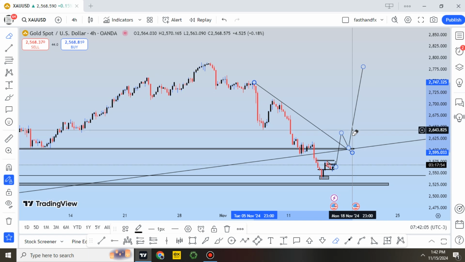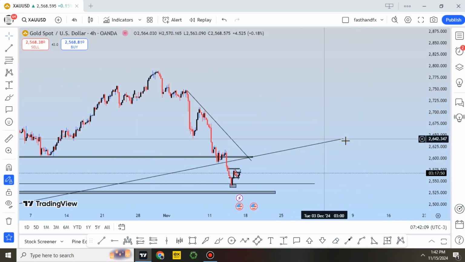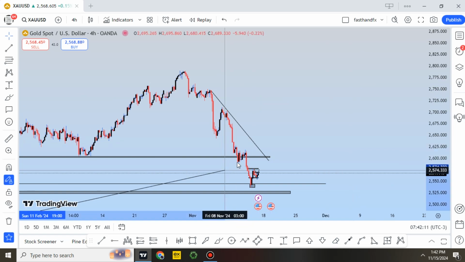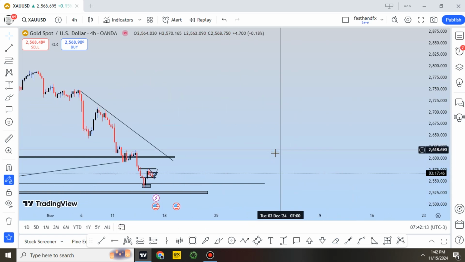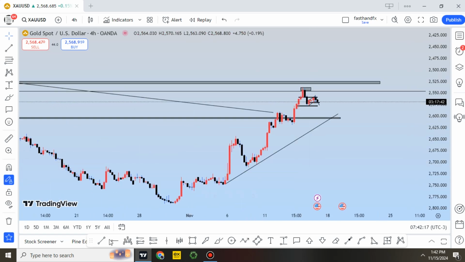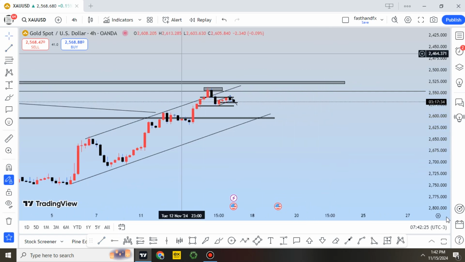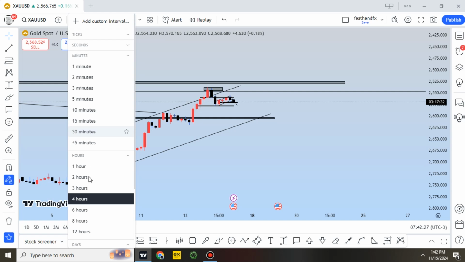Let's remove this now. Let's have this adjusted too. Let's just flip the joint. Correct. What do you see? We had a possible touch and break. Correct. Makes sense now. Let's go to the H1 now.